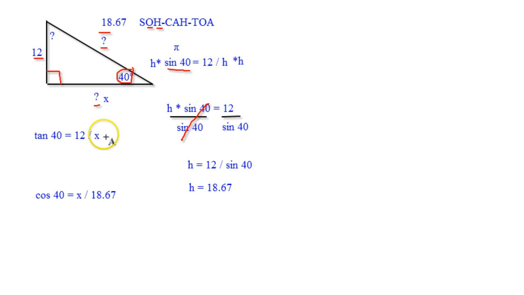Now what I'm going to do again is get x alone, so I need to multiply both sides by x to get x out of the bottom of the fraction. So x times tangent of 40 is equal to 12. Then I'm going to divide both sides by tangent of 40, and I get x equals 12 divided by tangent of 40. Remember it's a different decimal, so I'm going to do that on my calculator off to the side. 12 divided by tangent of 40 is 14.31, or 14.30.